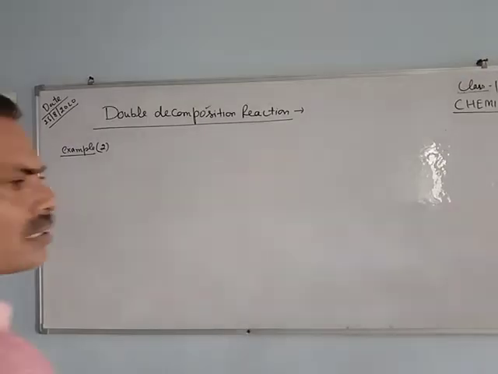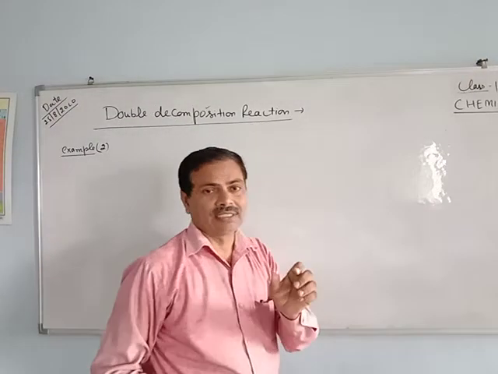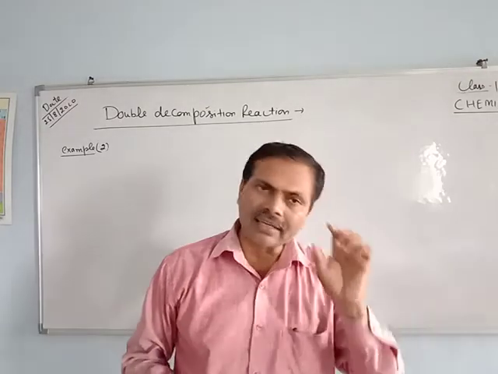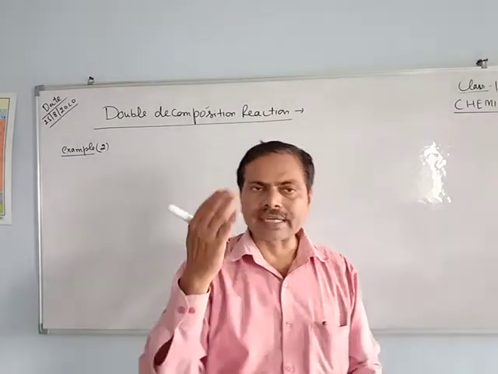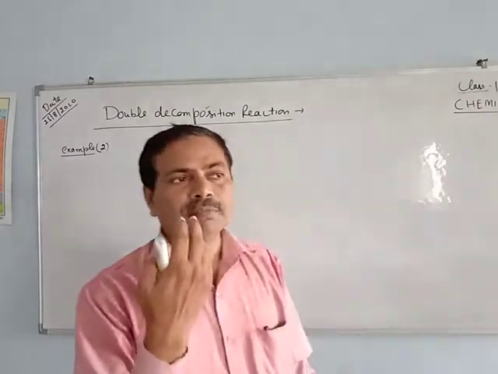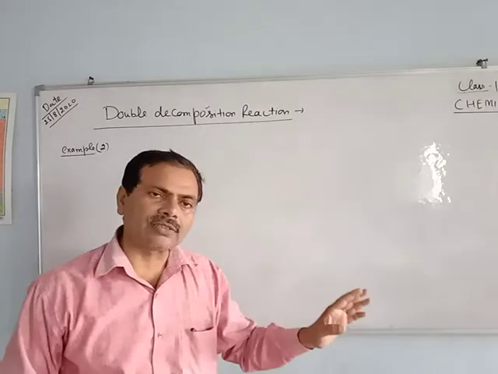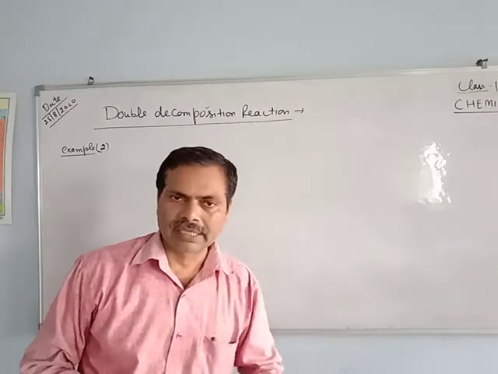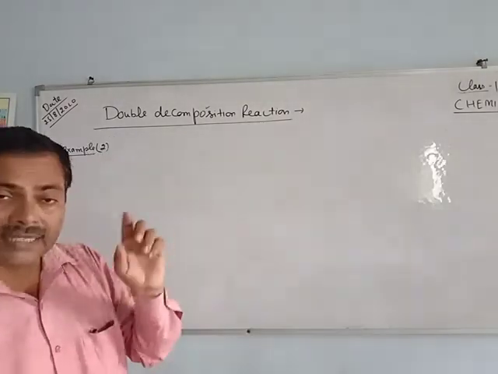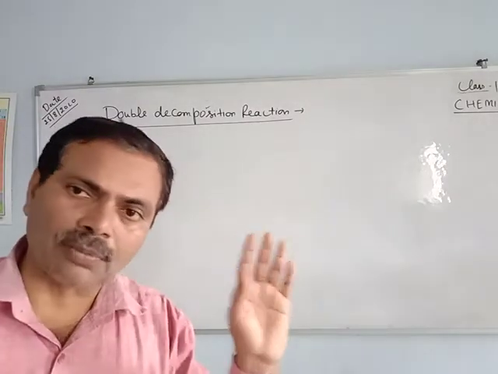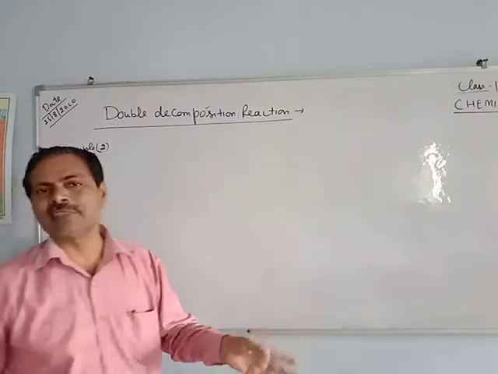Precipitation reactions are used in analytical chemistry for identifying the basic radical. The precipitation reaction is very useful in identifying the basic radical. It is used in analytical chemistry, which is a very important branch of chemistry.